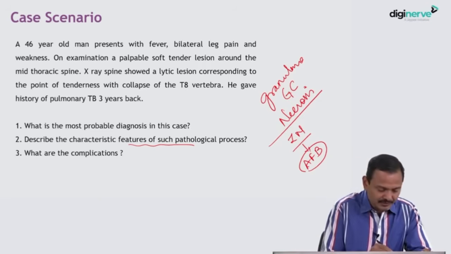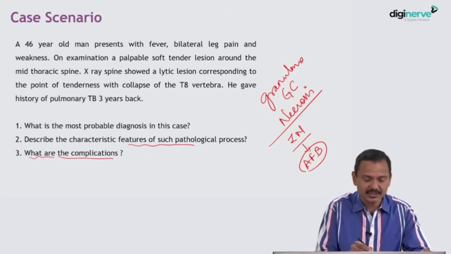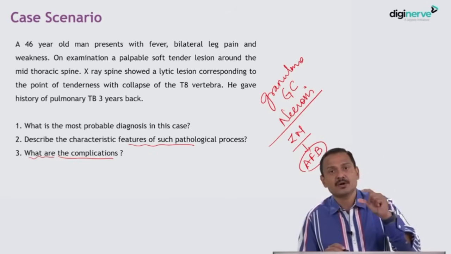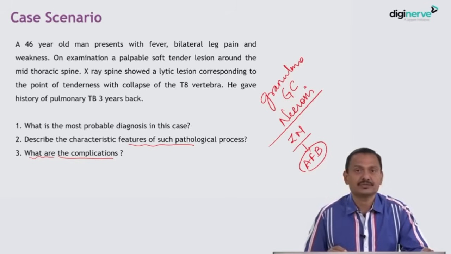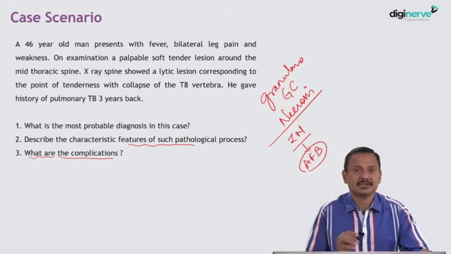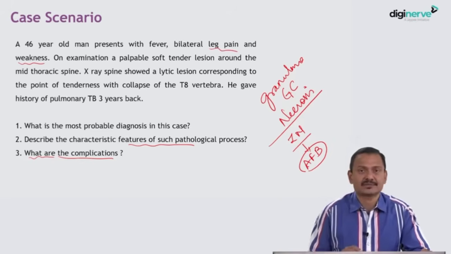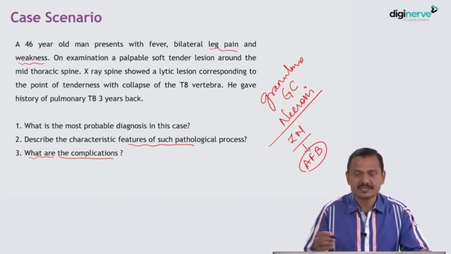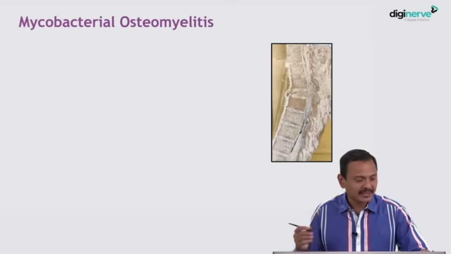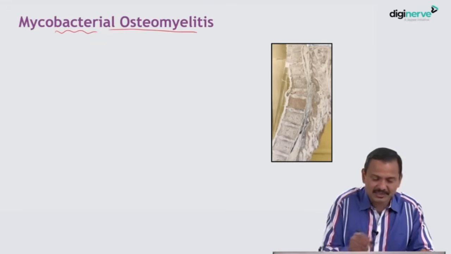Okay. The third question, what are the complications? Now one of the complications is already there: compression and collapse of the vertebra, which is causing spinal cord compression, and that spinal cord compression is causing leg pain as well as weakness. The other complications we will see in our subsequent slides. So let's have a detailed look into mycobacterial osteomyelitis.